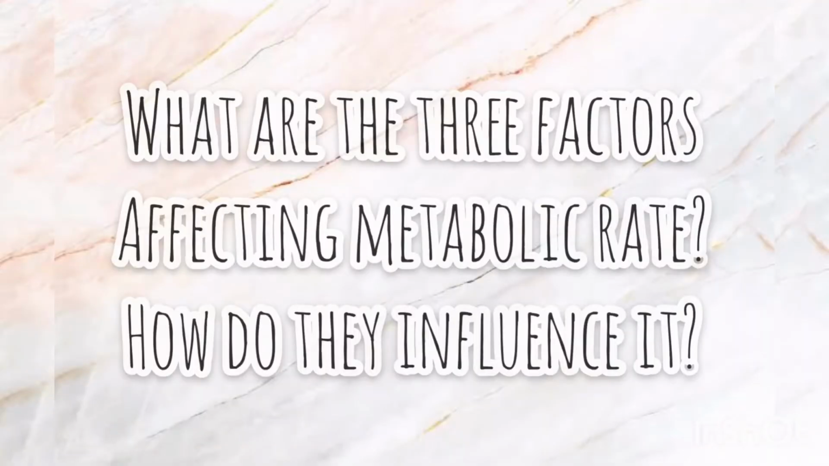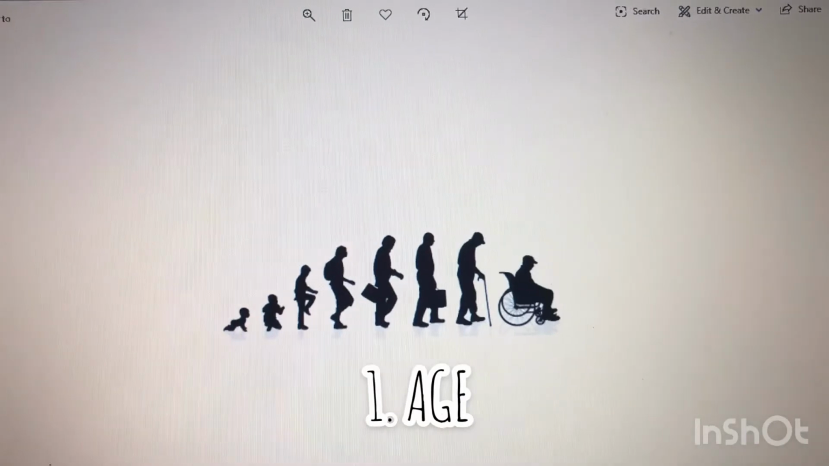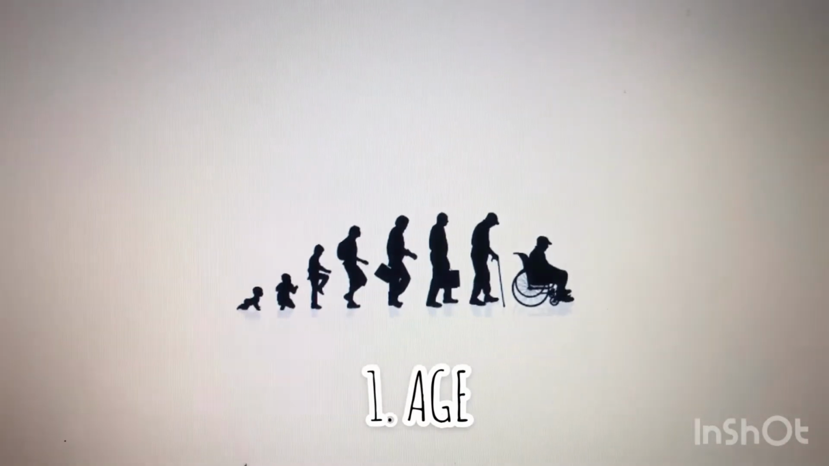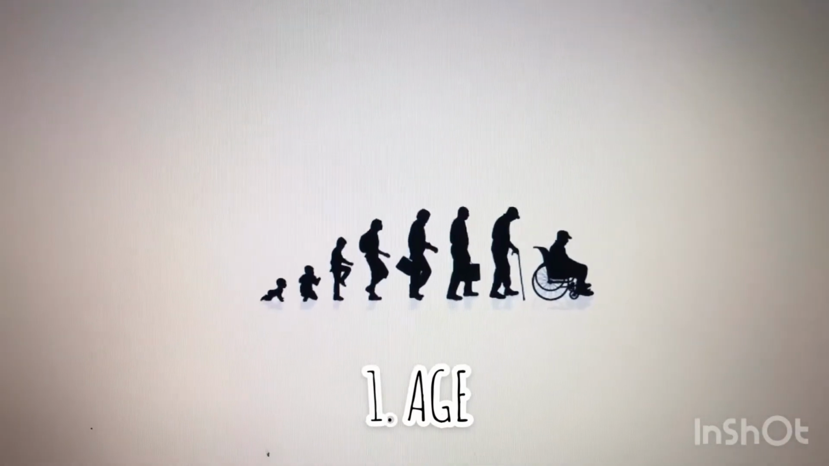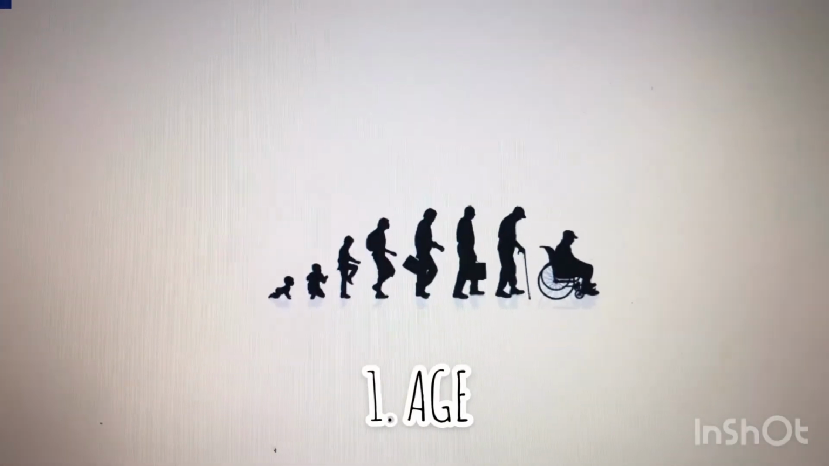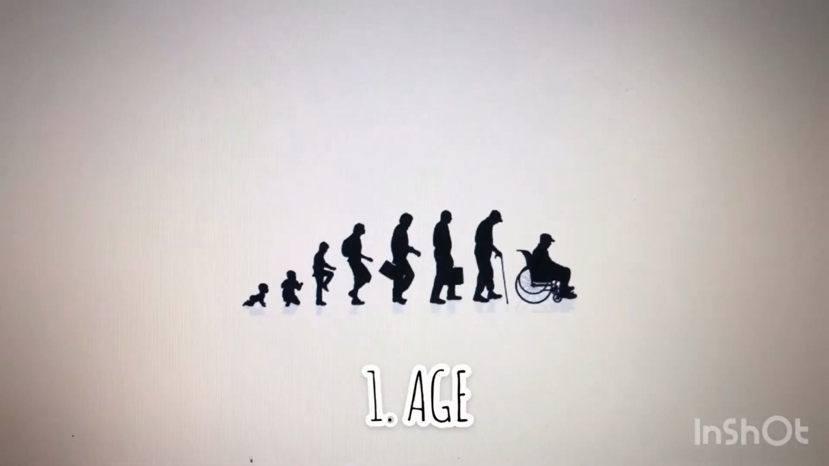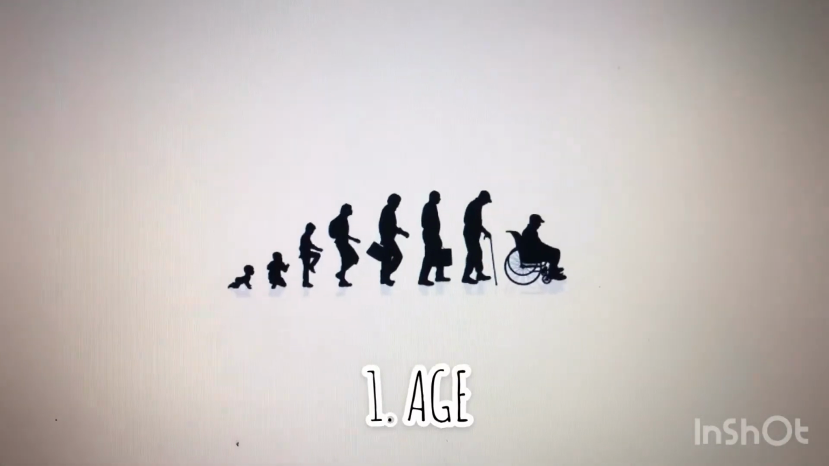There are a lot of factors that affect the metabolic rate, so here are three of them. Number 1. Age. As you get older, your metabolic rate generally slows. This is because of a loss of muscle tissue and changes to hormonal and neurological processes. During development, children go through periods of growth with extreme rates of metabolism.